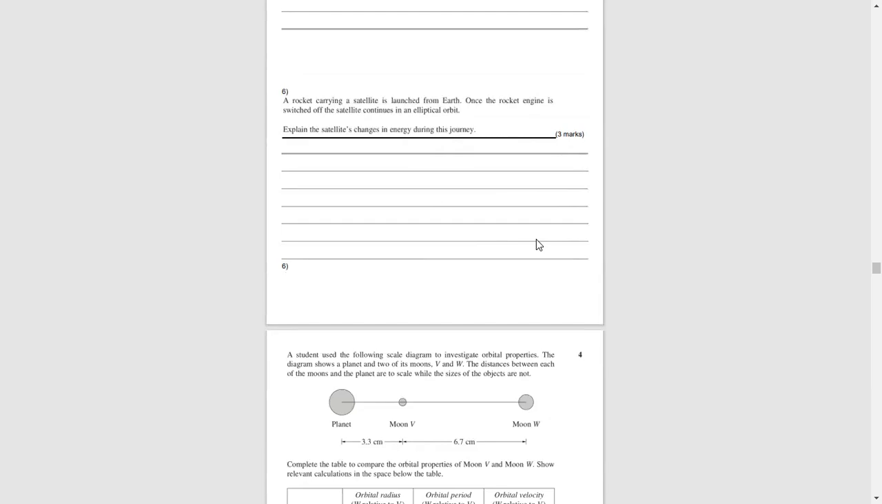So we've got a rocket carrying a satellite launched from Earth. Once the rocket is switched off, the satellite continues in an elliptical orbit. Explain the changes in orbit during this journey. So for 3 marks, you want to talk about how, if you're launching from Earth, the energy, and I'll do it in a bit of point form to save time, we're converting chemical potential energy in the fuel to heat, which is then converted into thrust and forces. So as far as energy goes, it's being converted into kinetic energy and gravitational potential energy.